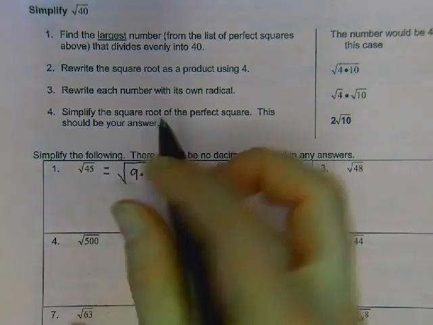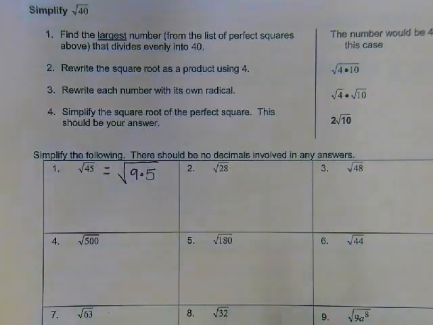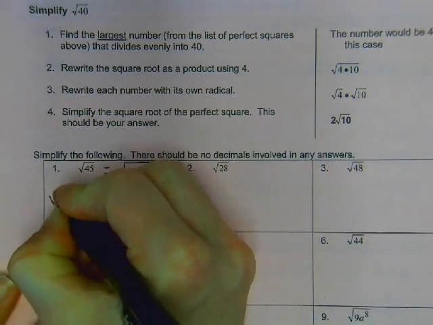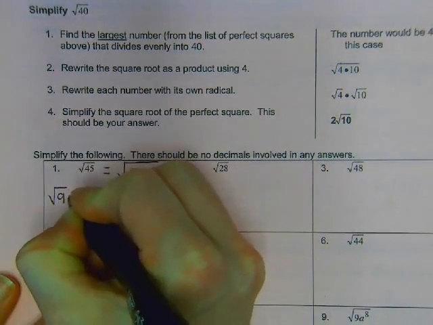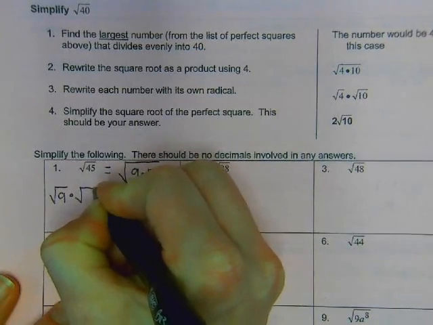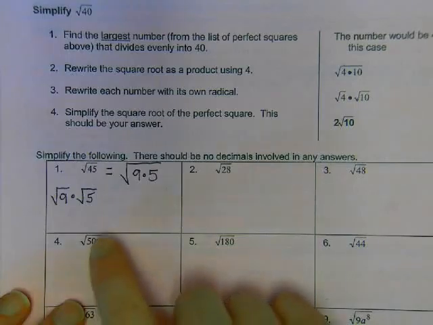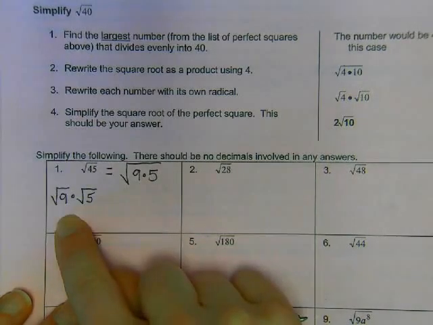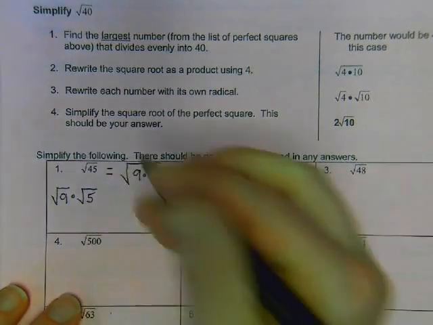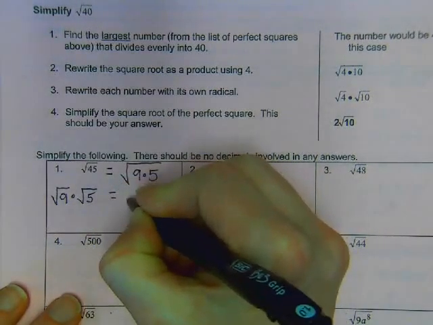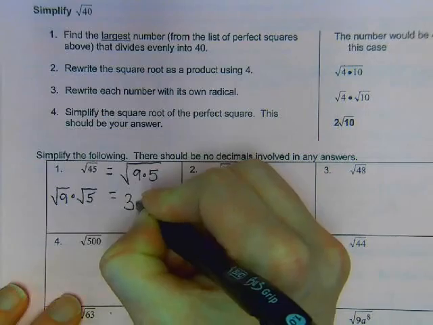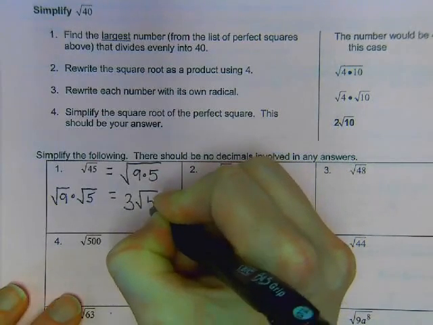Now I'm just going to break it apart. I'm going to still keep my square roots in. I have the square root of 9 times the square root of 5. We do not know the square root of 5, but we know the square root of 9. What is it? 3. So my simplified answer would be 3 times the square root of 5.